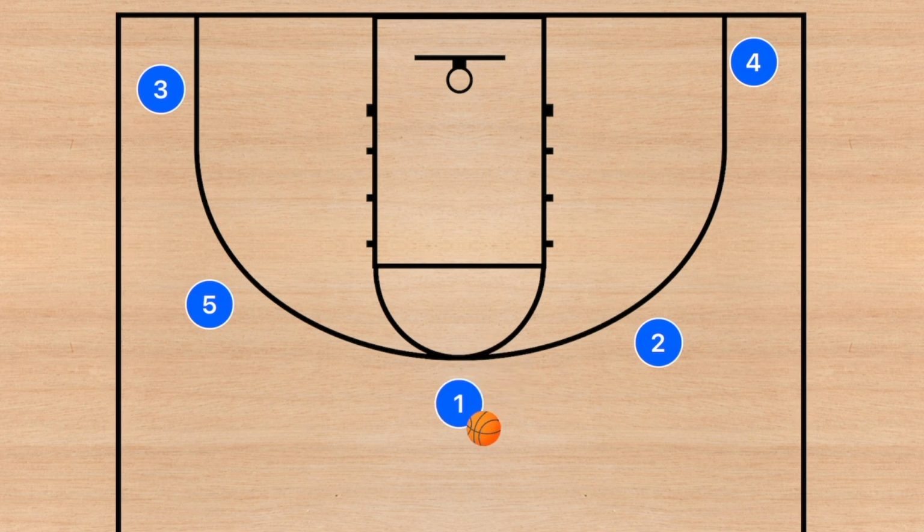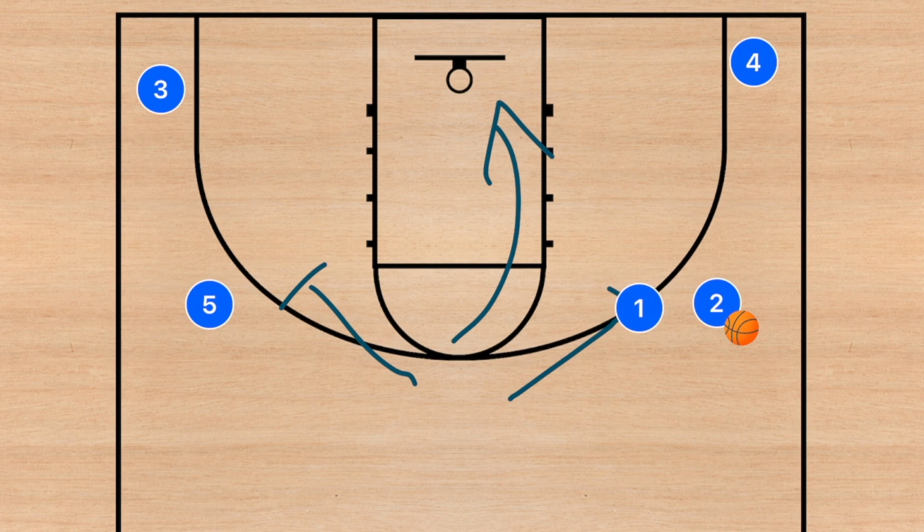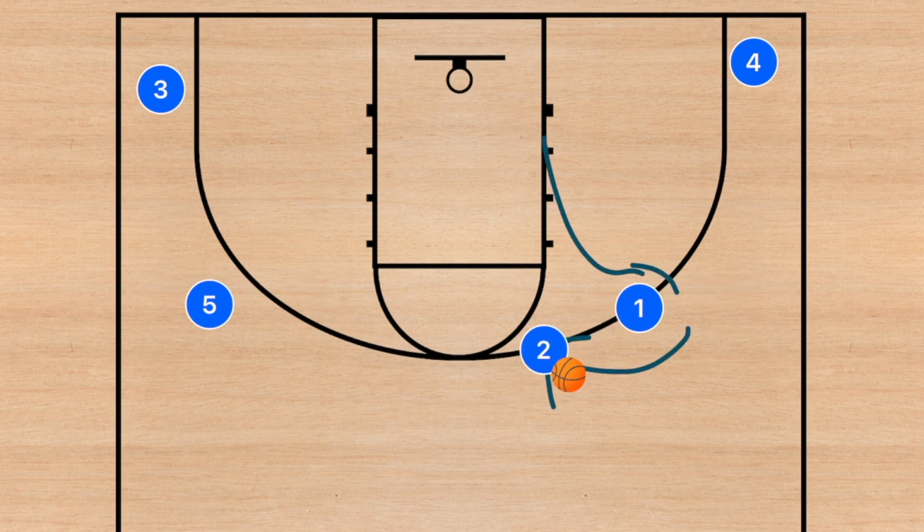Going back to the basics of the 5-out offense: pass and do something. Pass and screen, pass and screen, pass and cut. These are the 3 most basic things that can be done in the 5-out offense. If he screens here, this is going to be a screen and roll. Player 4 fills, off-ball movement.